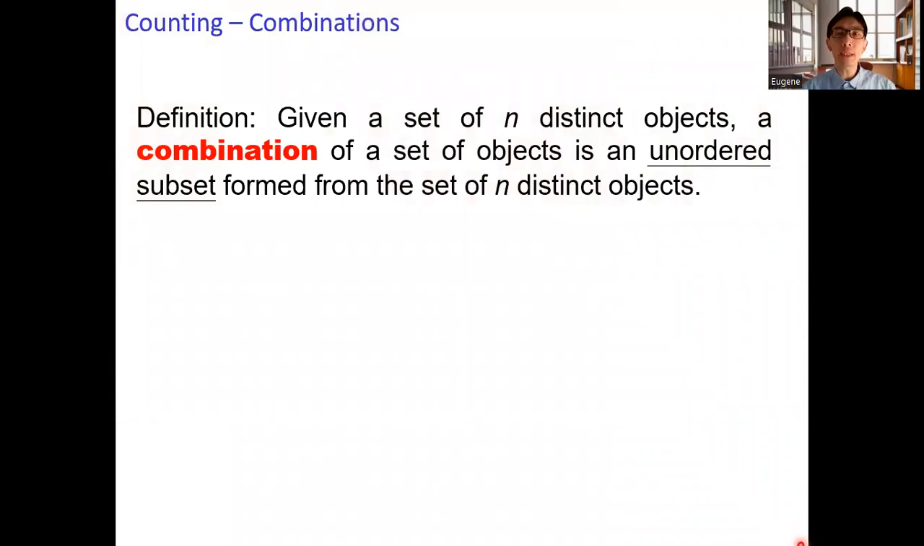Given a set of n distinct objects, a combination of a set of objects is an unordered subset formed from the set of n distinct objects. Unordered subset, that is, order does not matter.